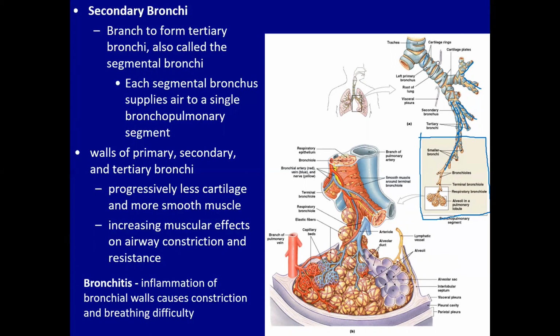As you note, the blue, or the cartilage, is decreasing as we get further down and the structure gets smaller. So we get more smooth muscle as we move into the lung and less cartilage. That means we're dealing with more muscular effects on airway constriction and resistance. If a person has bronchitis, that means they have inflammation of any part of the bronchial walls. And that inflammation means swelling and fluid, which means constriction, which means difficulty in breathing.